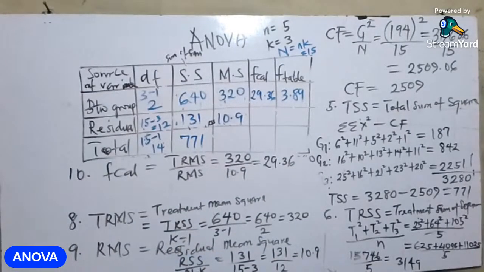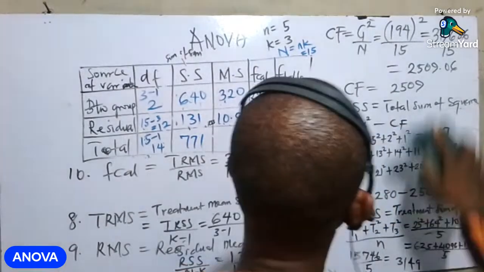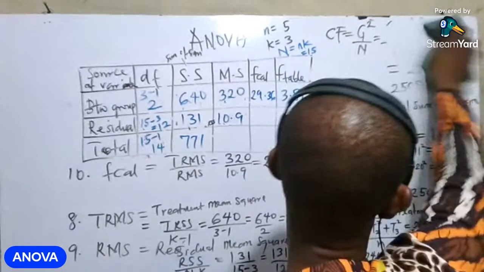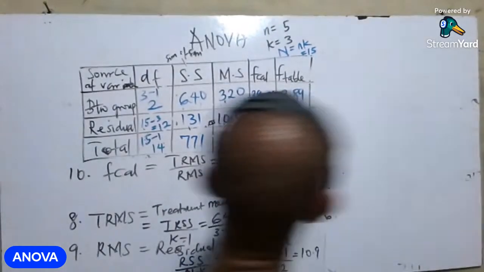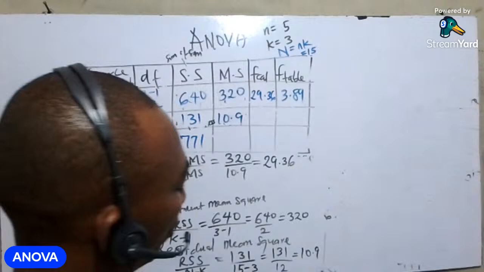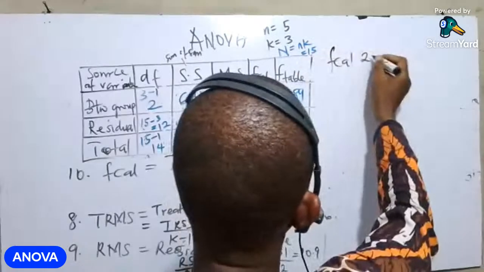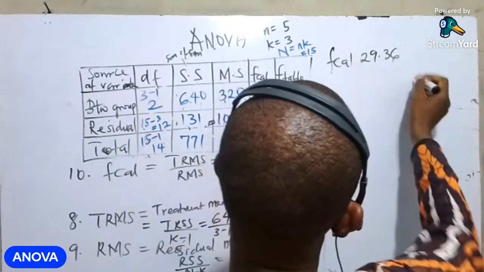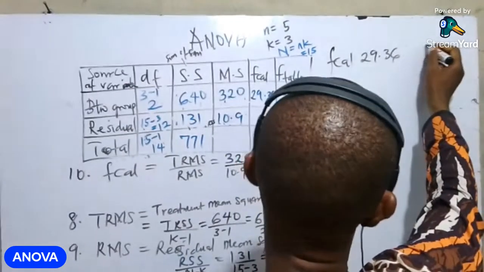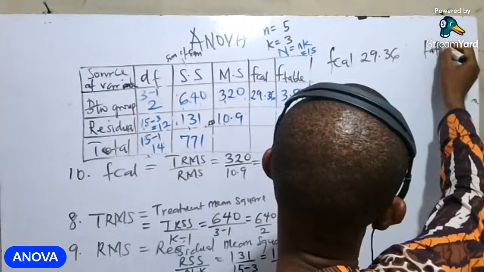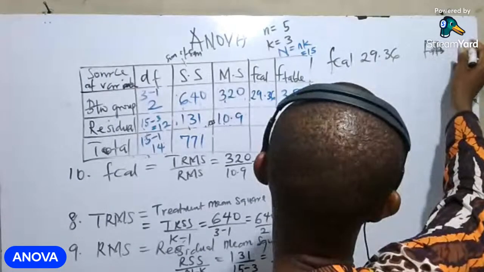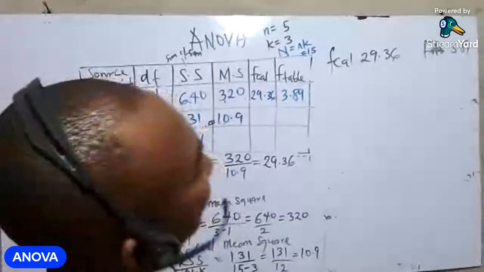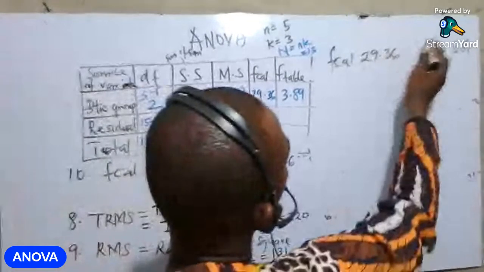So it is now left for us to take decision. Let's take decision with what you have seen here. Your F calculated, which is the F ratio, is 29.36, and our F table, I want to check on the table, that's 3.89. Between this one and this one, which one is the biggest? So that means F calculated is greater than F table.